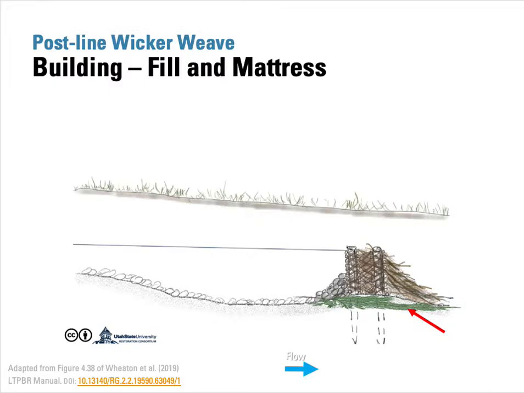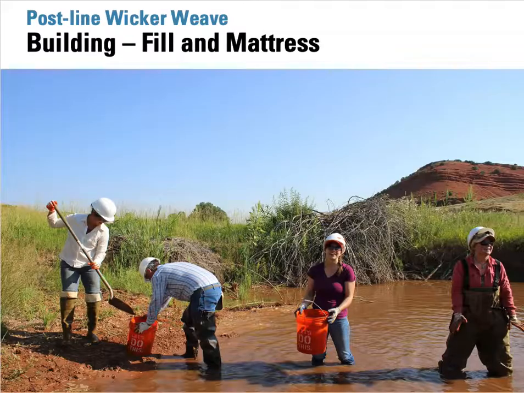We will often place a base layer of parallel sticks before we start weaving, and those branches would be the width of what you're hoping your base of your structure would be. So generally, 3 to 6 feet at least, and then you start adding your fill on the front side, integrating your mattress on the back side, and weaving your material across the structure in 6-inch to foot lifts of it, and just keep repeating that.